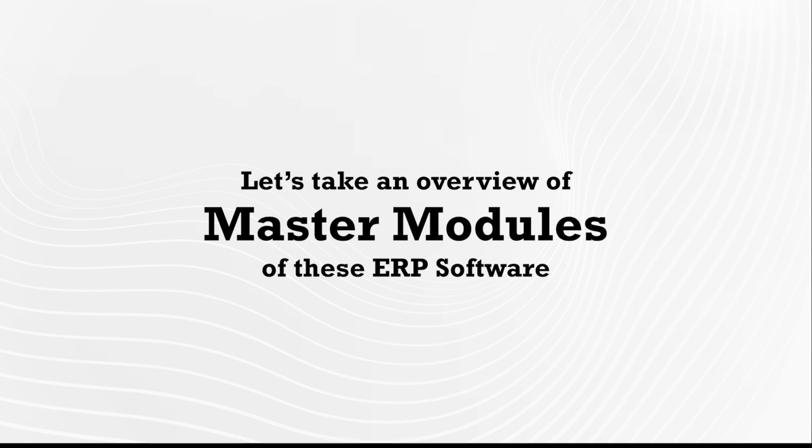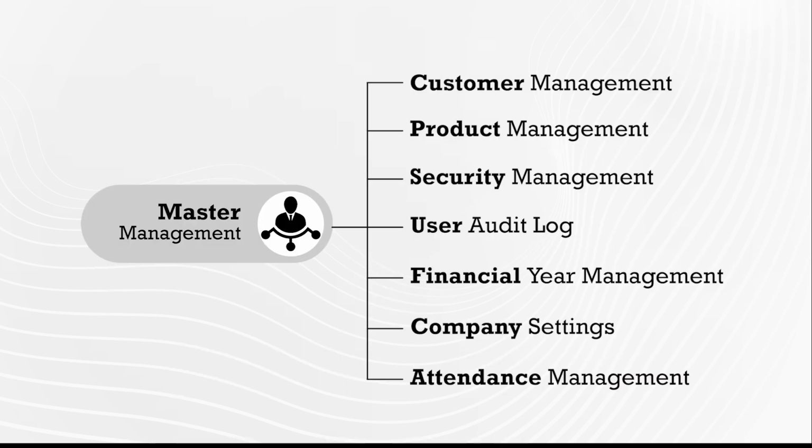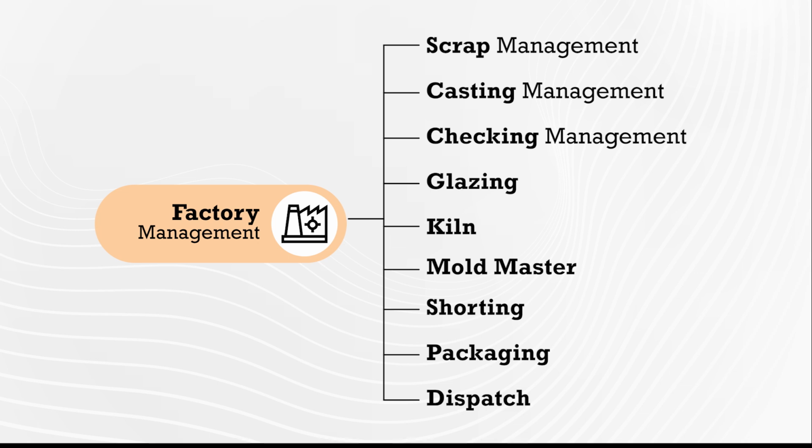Let's take an overview of the master modules of this ERP software. The main modules of the ERP software are: the master management includes customer management, product management, security management, user audit log, financial year management, company settings and attendance management. The factory management includes scrap management, casting management, checking management, glazing, kiln, mold master, sorting, packaging and dispatch management.